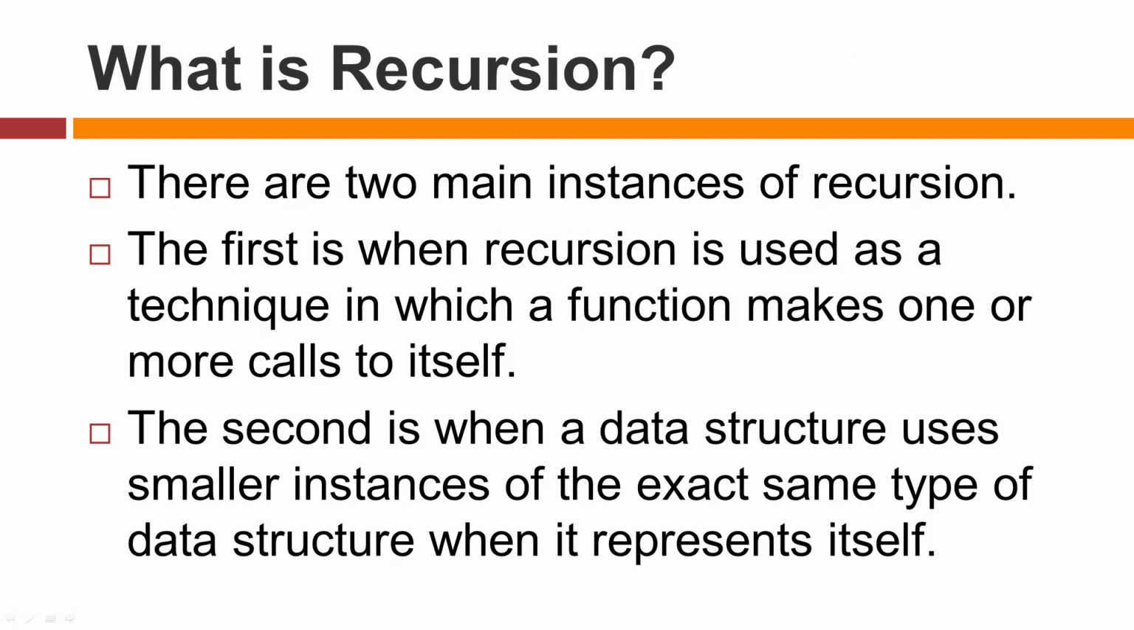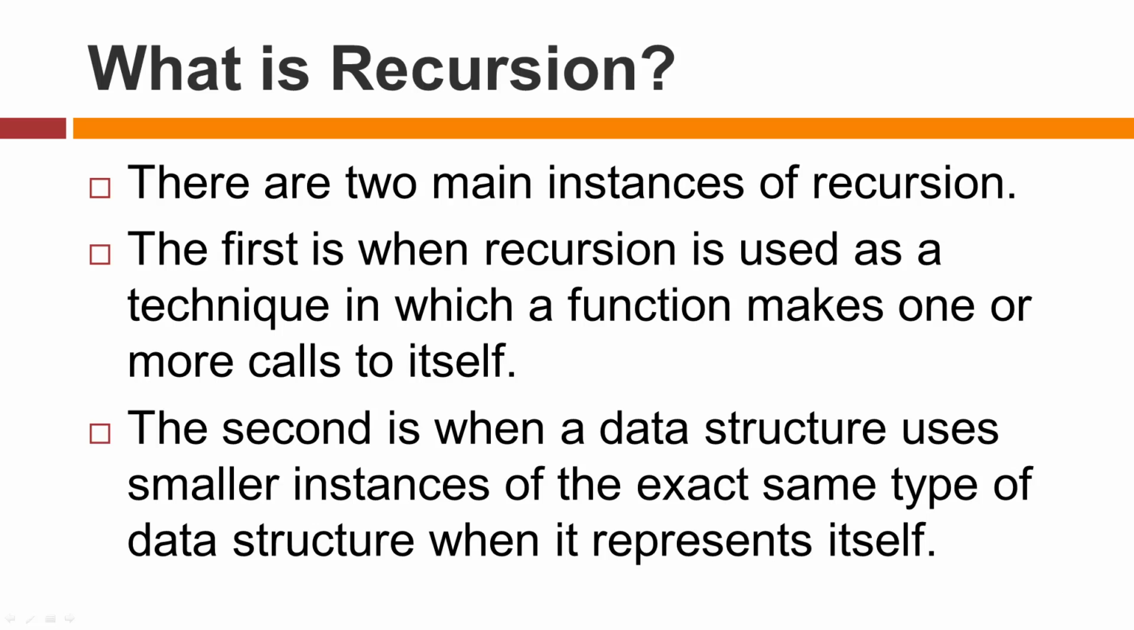an introduction. So, what is recursion? There's 2 main instances of recursion. The first is when recursion is used as a technique in which a function makes one or more calls to itself. This is the main instance we're going to be focusing on throughout this entire section, since it's the one that comes up most in interview-style questions.